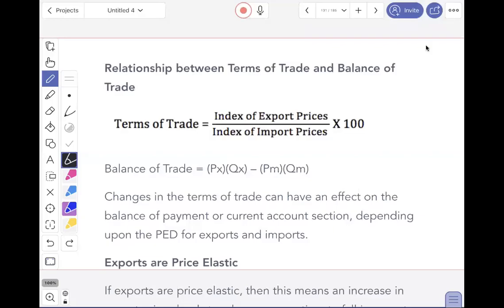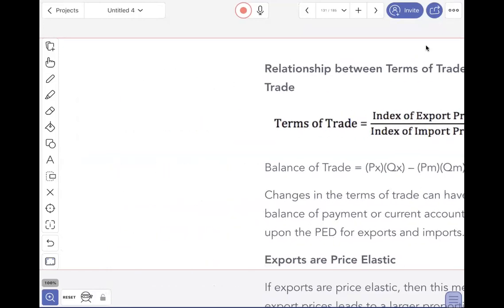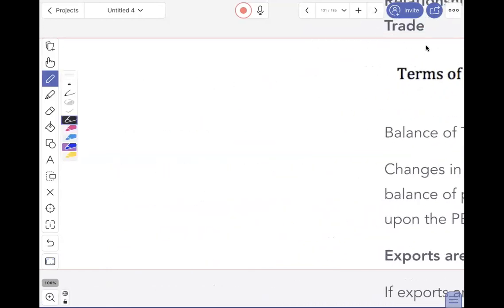So yes, let's start with a discussion about terms of trade and balance of trade. I'm going to first recap terms of trade and balance of trade, and then we look at how they are interrelated. So what is terms of trade?